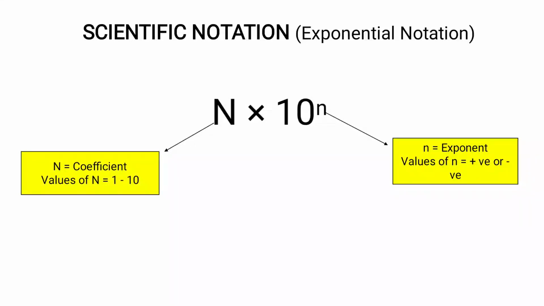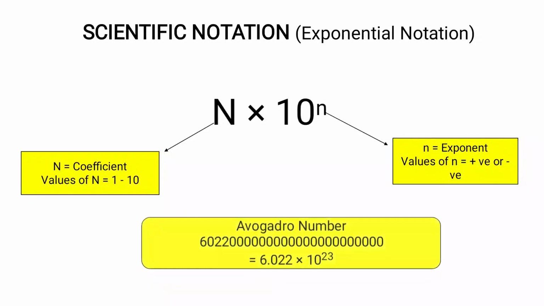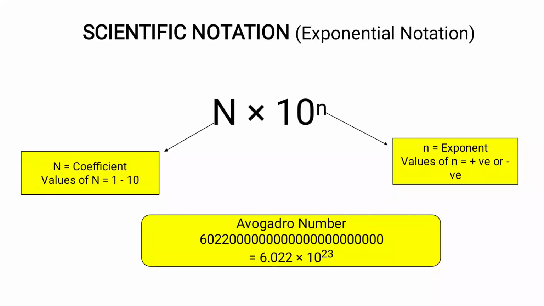Therefore, the Avogadro number, what we saw in the previous slide, can also be expressed in the exponential form as 6.022 into 10 raised to the power 23, where 23 is the exponent and 6.022 is the coefficient. We can shift the decimal point either towards the right side or towards the left side. Based on this shift in the decimal point, let us now study two different rules.